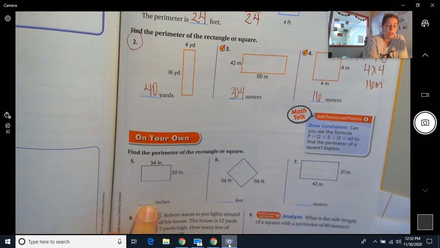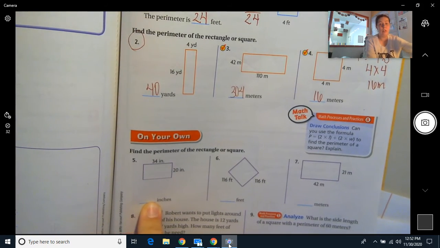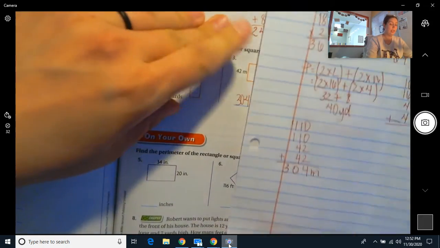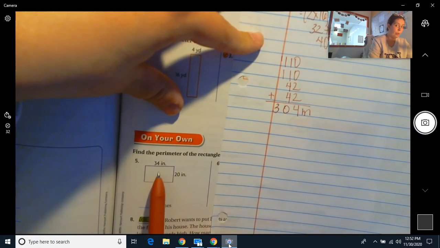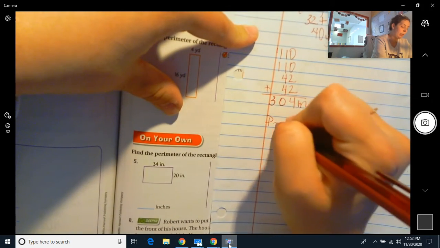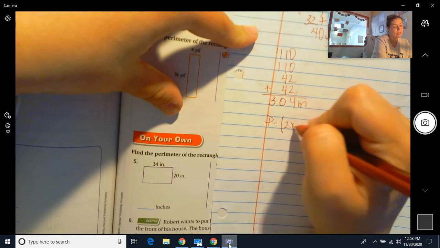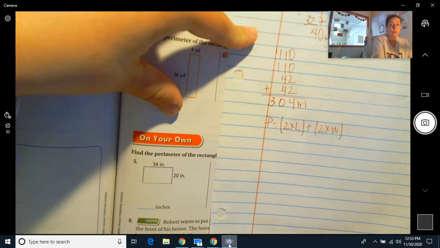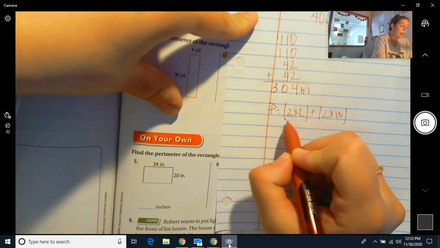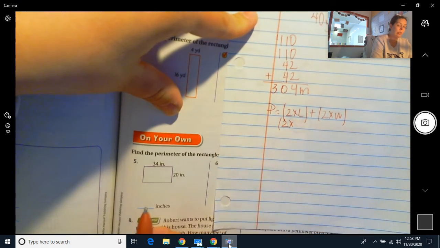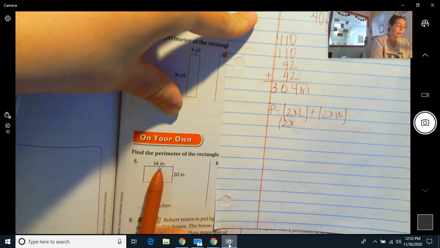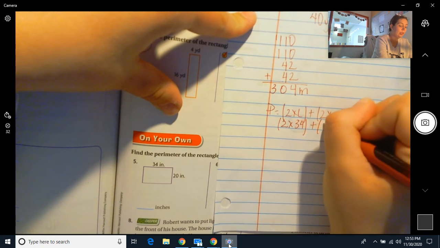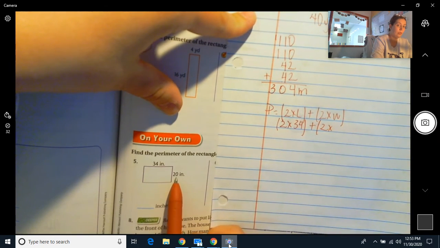Okay, I'm going to start by going over number 5. So let's find the perimeter of the rectangle or square. This one, I'm going to do my formula that looks like this one. P equals, parentheses, 2 times length plus 2 times the width. So I'm going to plug in 2 times 34, my longer number, plus 2 times 20.